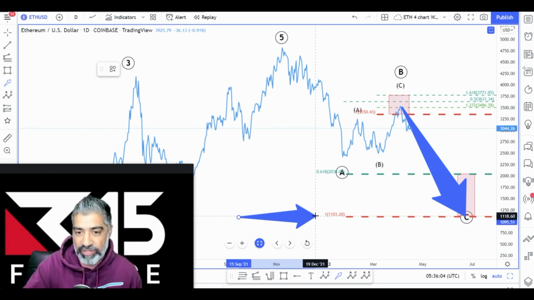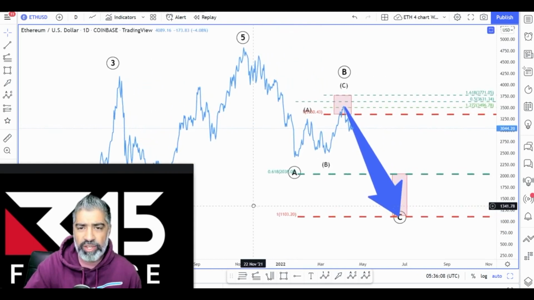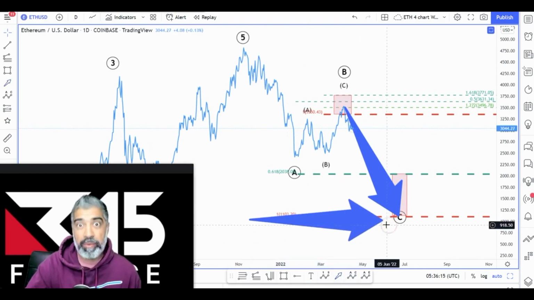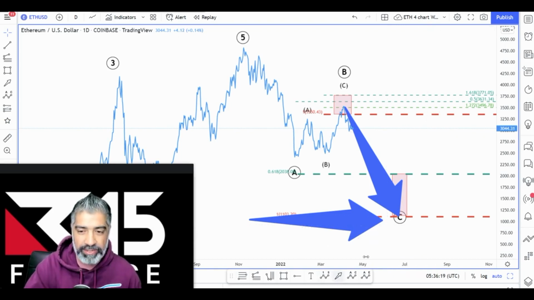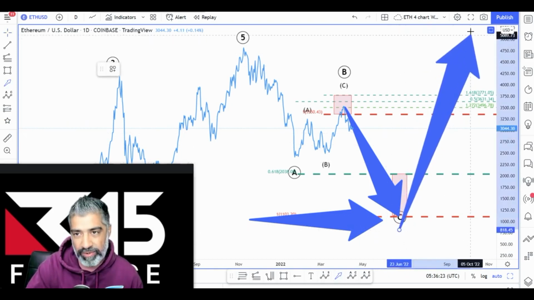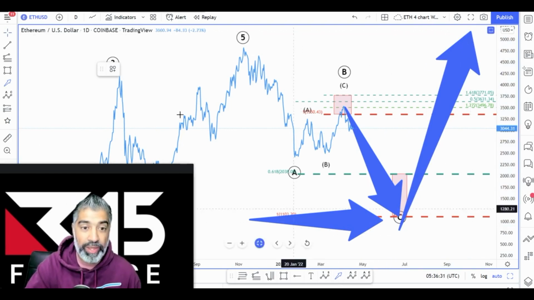Now, if this does occur, let's just finish on one last thing. If this does occur like this, and the correction finishes down here, let's just say it does, worst case scenario, or the high probability worst case scenario, what will typically occur next? Well, what will typically occur next is a continuation of the trend. After an ABC correction, you'll get a continuation of the former trend, and the former trend is actually on the way up.